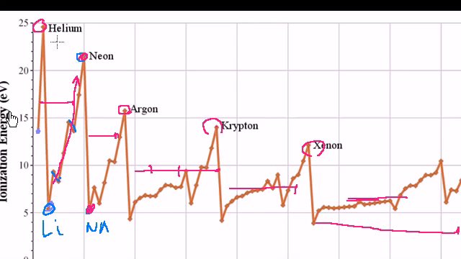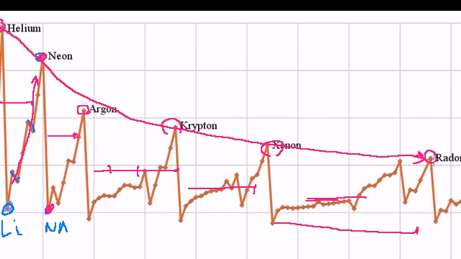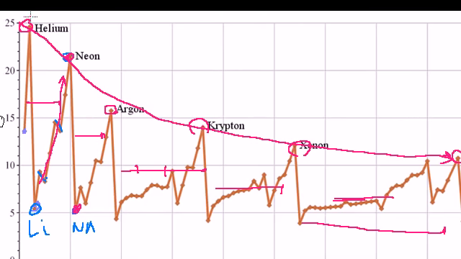And then the other trend is as you go down a group, in this case, these are the noble gases, the ionization energy decreases, and that's because the overall radius of the atom increases, so the valence electrons in radon are a little bit less strongly attracted than the valence electrons in helium.